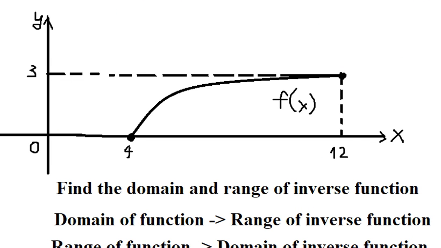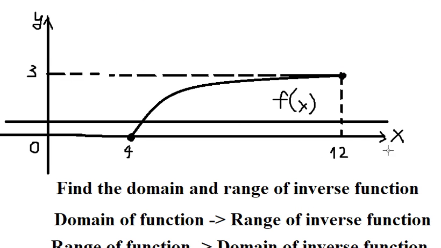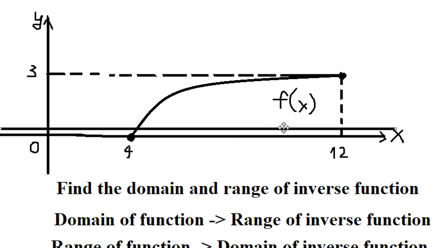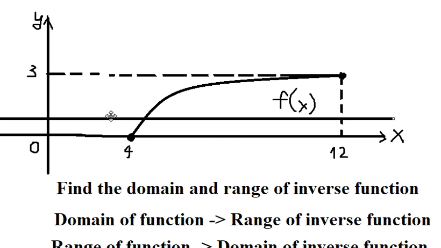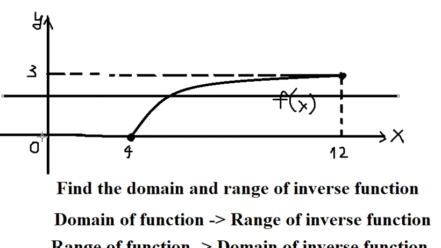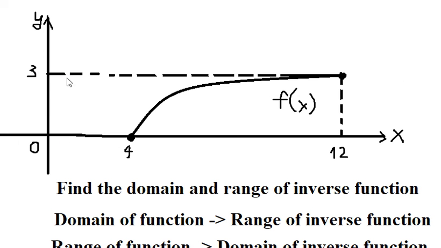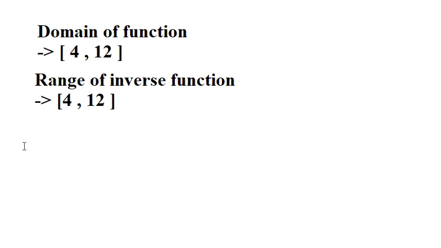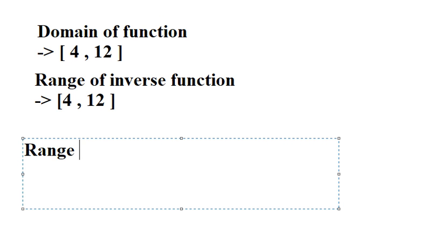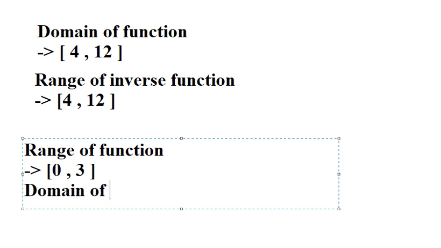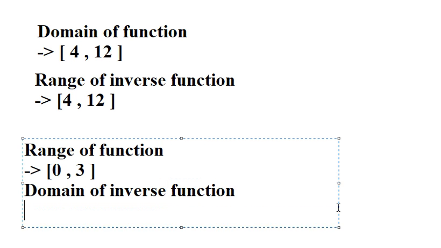Now let's go to a horizontal line to test the range. We can see that the function goes from 0 to number 3 in here. We can see that they go from 0 to 3. So the range of the function is from 0 to number 3. So the domain of the inverse function should be from 0 to number 3.